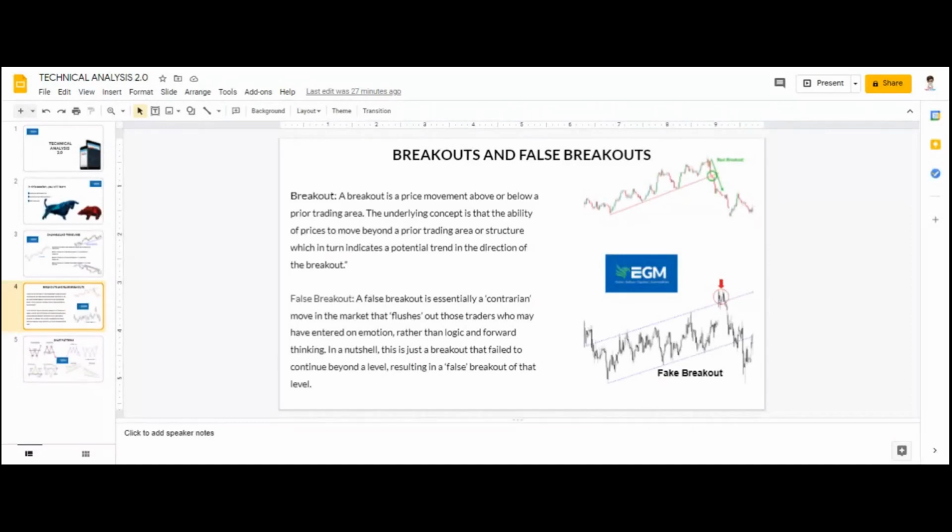So a breakout is a price movement above or below a period trading area. The underlying concept is that the ability for price to move beyond a period trading area or structure indicates a potential trend in the direction of the breakout. Now, let me explain this concept using the teacher and the student scenario once again. Remember we said they were told to line up in a certain direction. So let's say the teacher told them to line up this way.